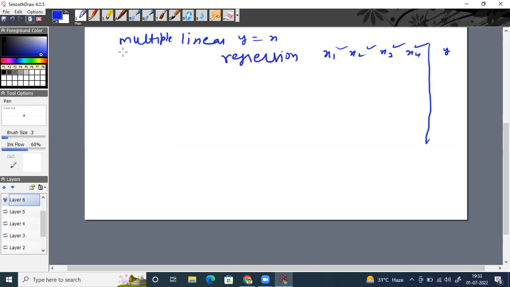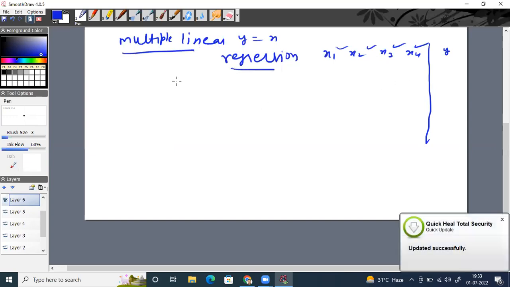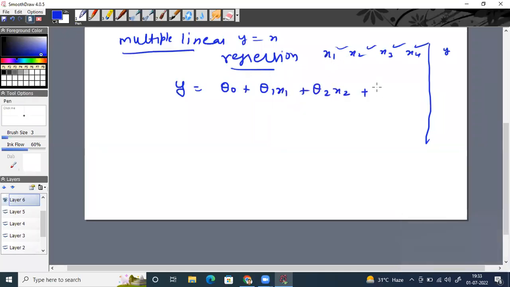This case becomes your multiple linear regression. So what we do, we try to find out a best fit line. How? y is equal to theta naught plus theta 1 x1 for the first parameter, plus theta 2 x2 for the second parameter, theta 3 x3 for the third parameter, theta 4 x4 for the fourth parameter. Even you can extend them. Still your problem statement remains the same. Still your output remains the same.